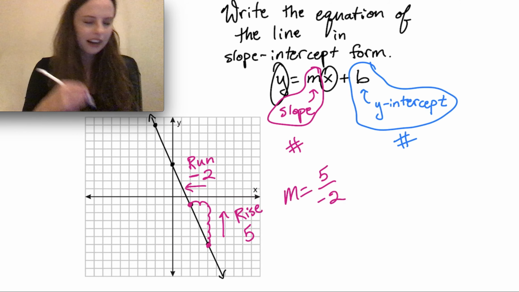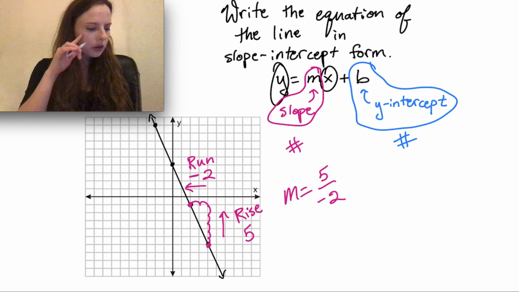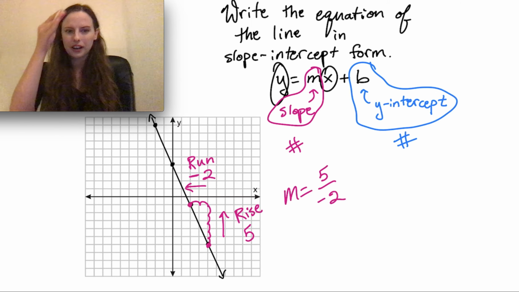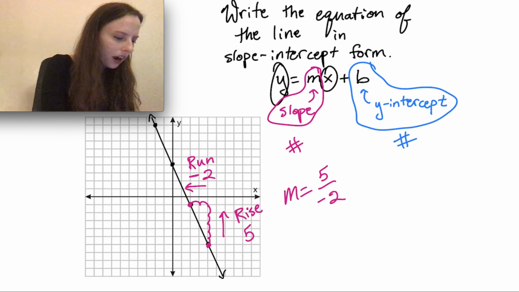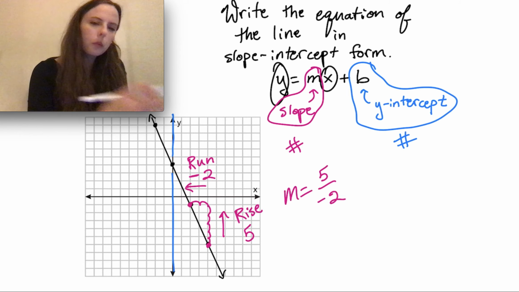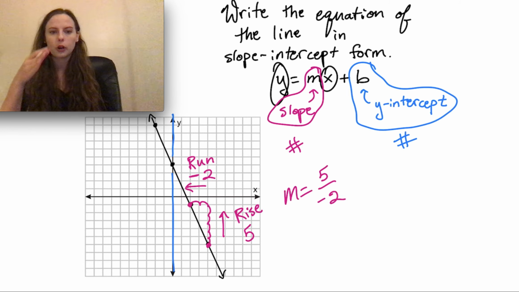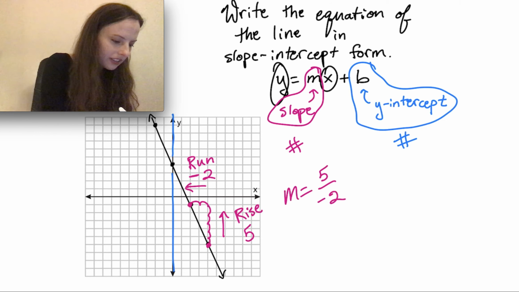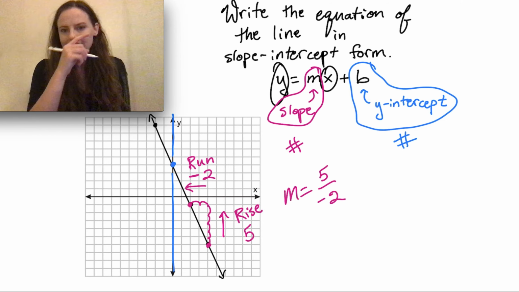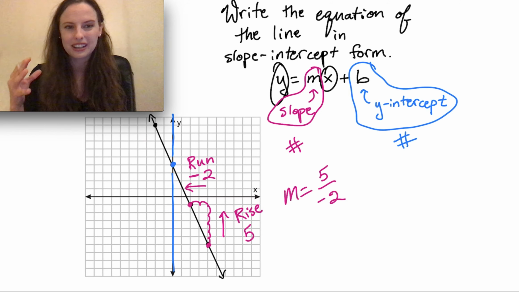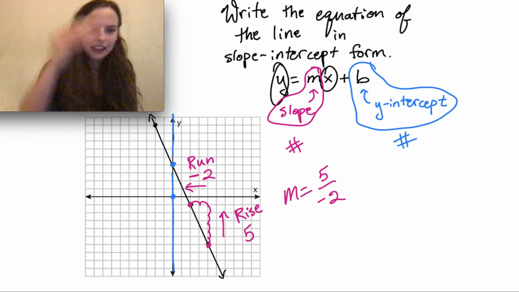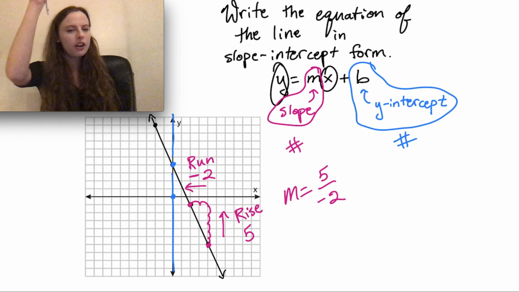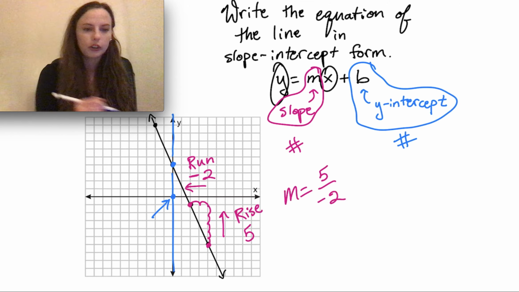Okay, so next we have our y-intercept. So this is just the place where the line crosses with the y-axis. So the y-axis is right here in blue. So where does that black line cross over it? Well, it crosses at this particular point. Now, the y-intercept is just a number. It's just a number of how far away that point of intersection is from the center of the graph.